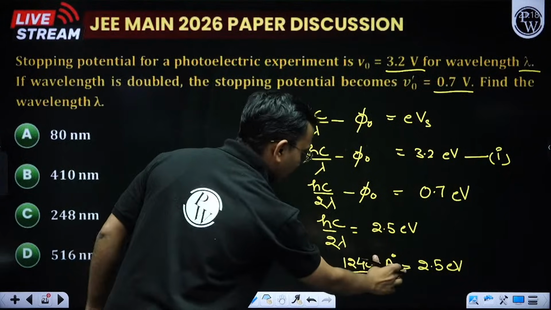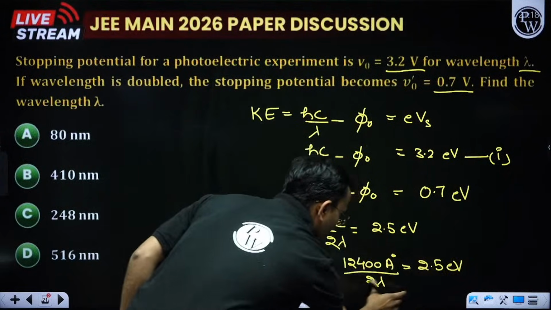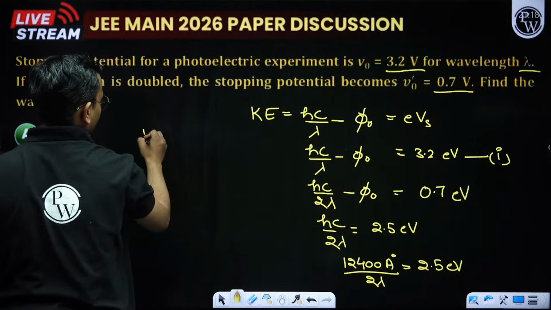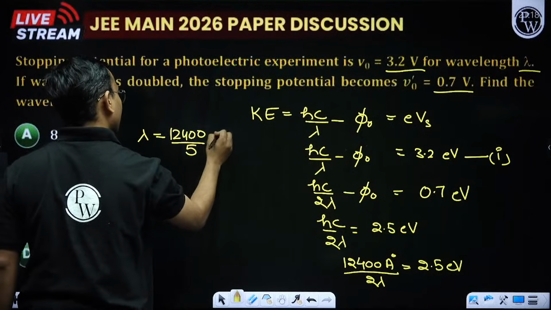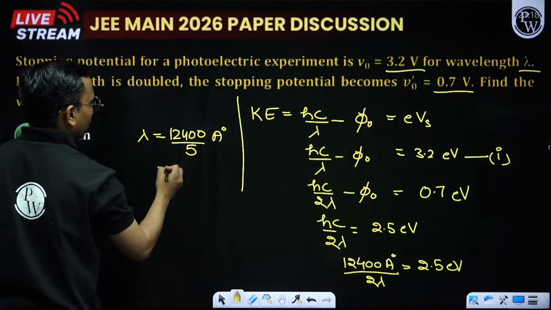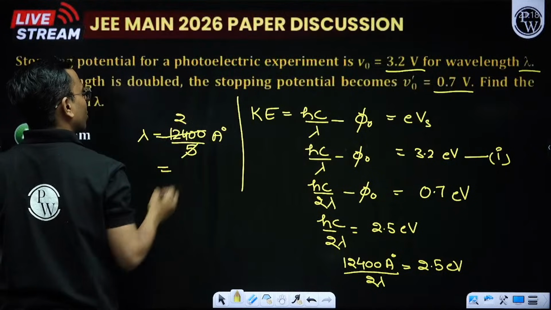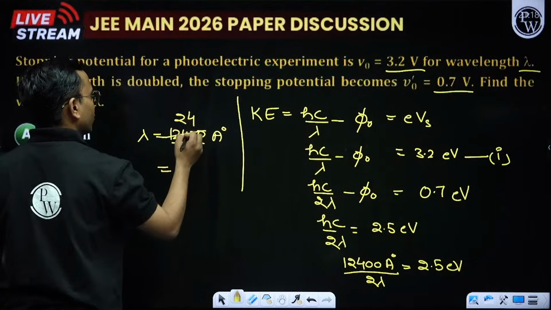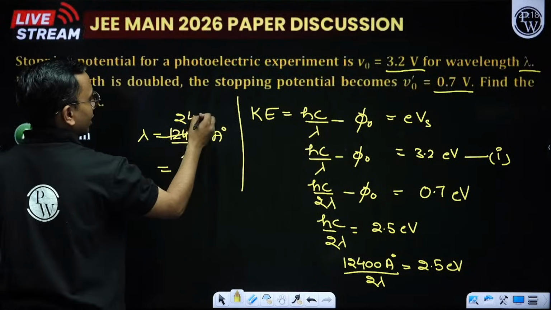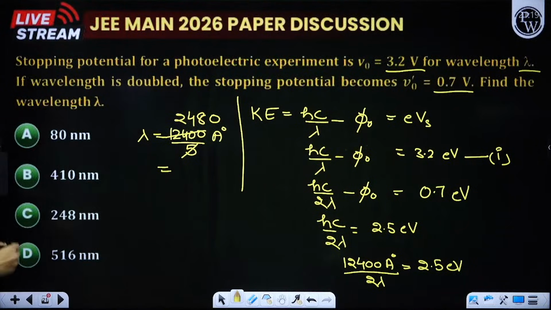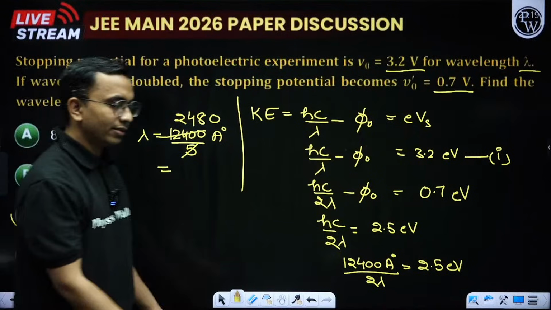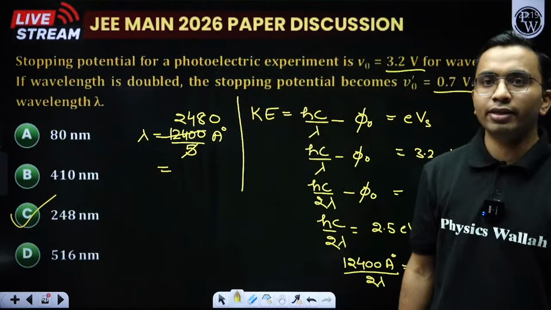Now, what will it become? This will become 5 in the denominator. So lambda comes out to be 12,400 divided by 5 angstrom. How much is it now? So 5 into 2, then 5 into 4, okay, 20, then 8, then 0 angstrom, and the option is 248 nanometer. Yes, 2480 angstrom is 248 nanometer.